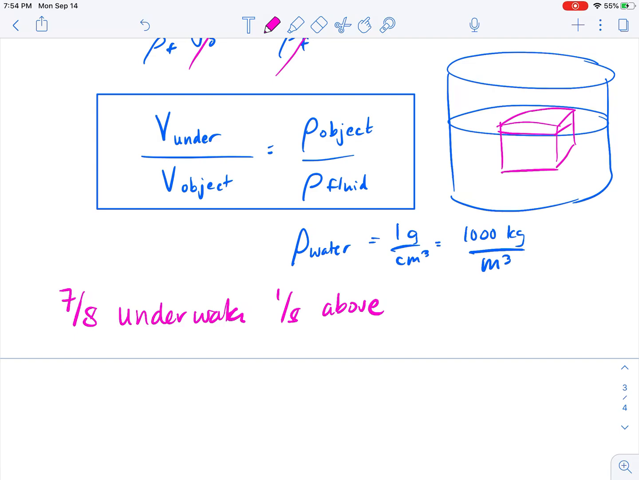Basically, that ratio then tells me the density of the object itself, because if this ratio is 7/8 and the density of the fluid, if it's water that I'm using, is 1,000, then I can cross multiply to find the density of this object. So I would say that the density of the object would be 7 times 1,000 divided by 8, which is, oh my gosh, my brain has left me. I'll get out my trusty calculator.